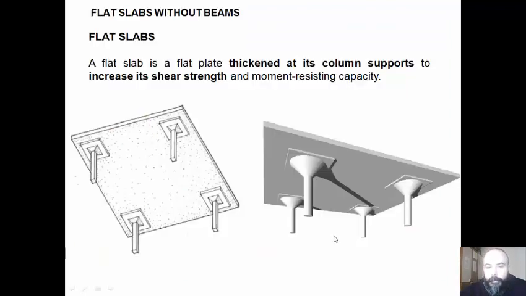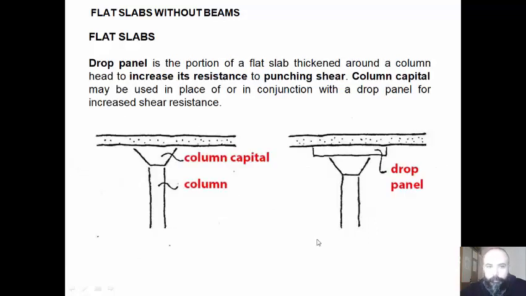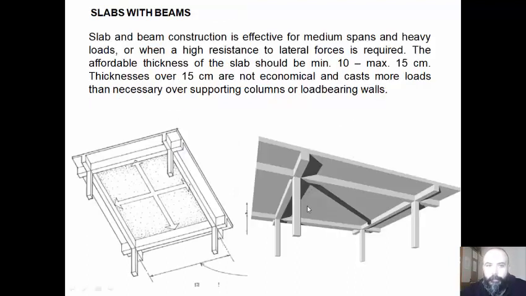A flat slab is a flat plate thickened at its column supports to increase its shear strength and moment resisting capacity. A drop panel is the portion of a flat slab thickened around a column head to increase its resistance to punching shear. A column capital may be used in place of or in conjunction with a drop panel for increased shear resistance.